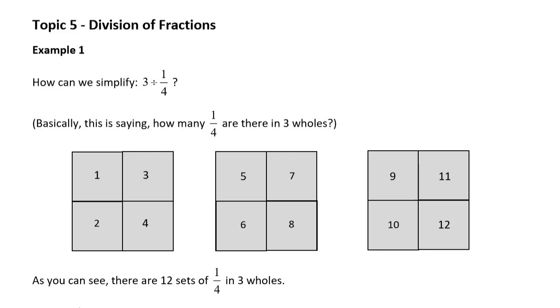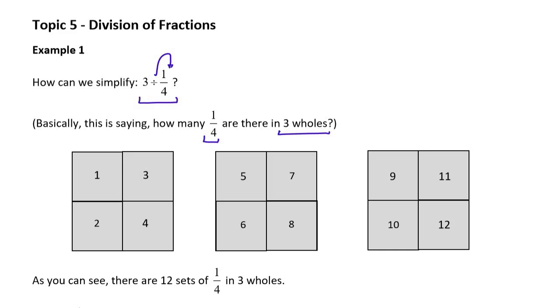Now again, I would remind you, I would hit pause after we've done this example and copy it down because it's a really nice visual way of seeing what division means. So the question in example 1 says, how do we simplify 3 divided by a quarter? Now the question is, what does that mean? What that is actually saying is how many 1/4 are there in 3 wholes? Because you're taking 3 wholes and you're dividing it into quarters. So how many quarters would you have?